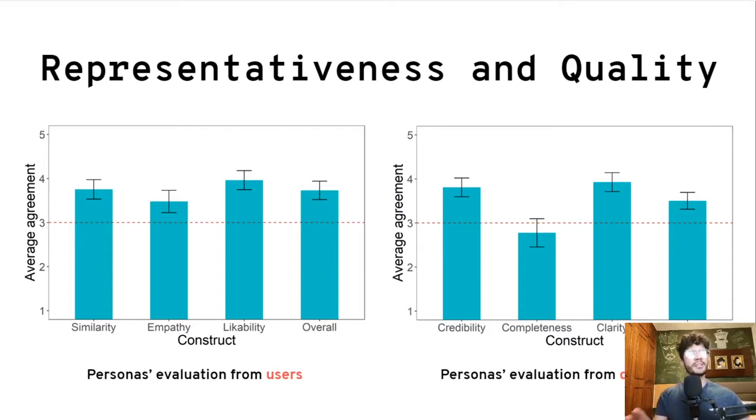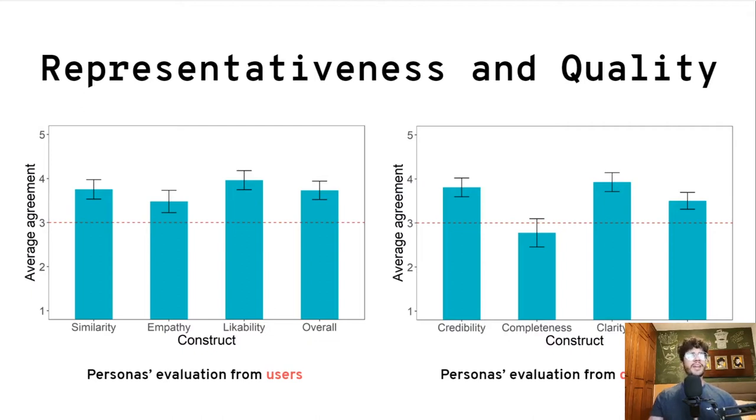At first glance, it is possible to see that average agreement in mostly all the criteria except completeness is above the average of 3, represented by the dashed red line. The average agreement for representativeness was 3.7 out of 5, while the agreement for designer's survey and quality was 3.5 out of 5. It is worth mentioning that there was more agreement on the likability construct, indicating that the respondents find the personas likable.